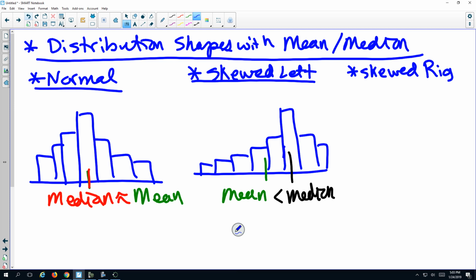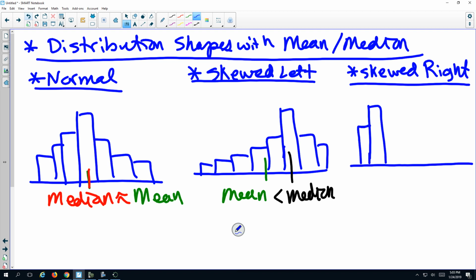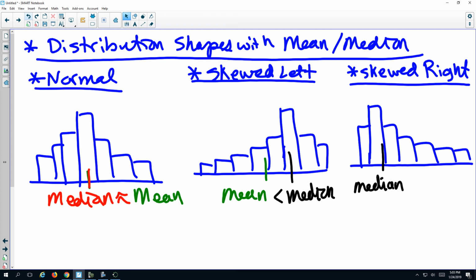Skewed right. Going to have the opposite thing happen. Yeah, red's messed up. Median will be about the same place it should be. But the mean will be pulled to the right. So the mean will be greater than the median.